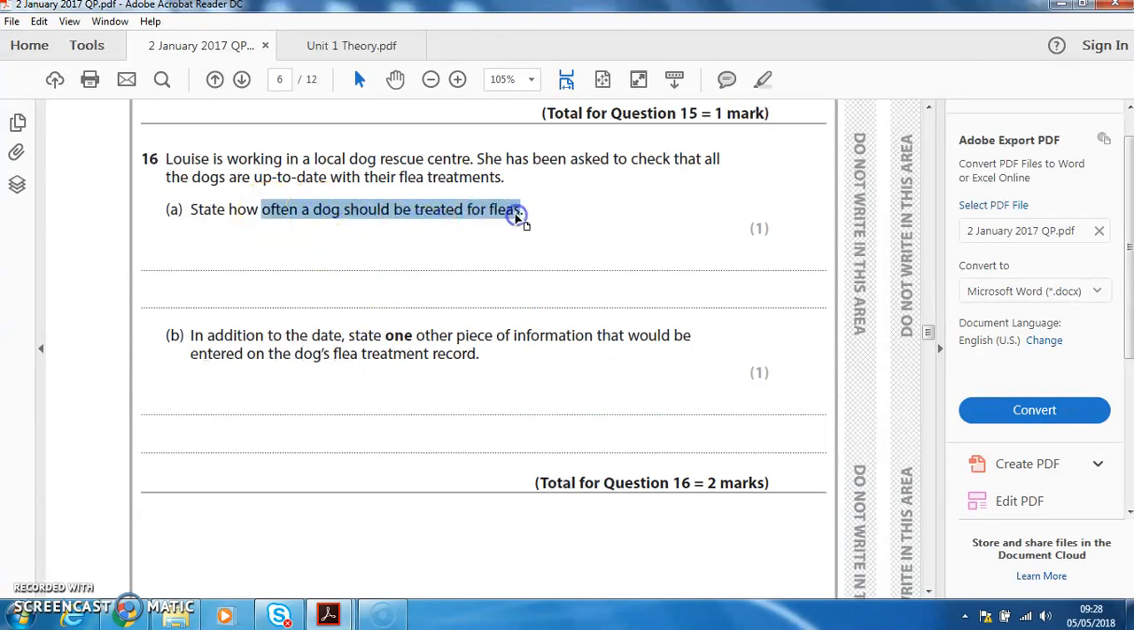How often should a dog be treated for fleas? Usually about every 3 months.